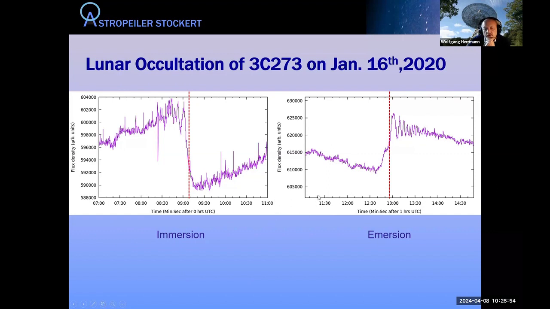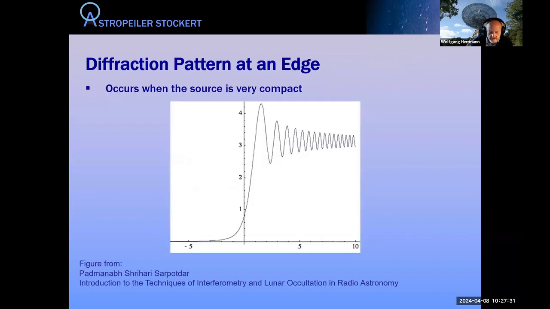And what you will observe is that there is a very distinct pattern here. So it's oscillating. It's not just a sudden rise, but it's oscillating. The same can be seen here, not quite as clear as at the immersion, but still you can see the principle here. The reason for that is that it is a very, very compact object, pretty much a point source. And what happens there is a diffraction at the edge.